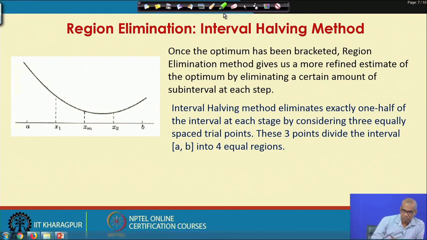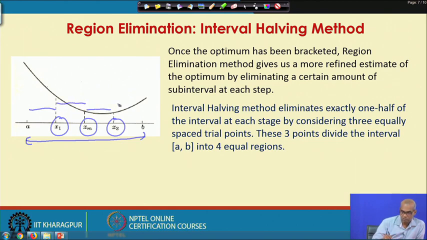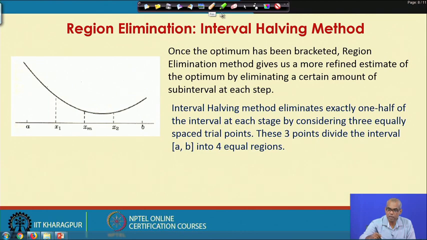Look at the figure. The initial interval is AB. I have taken three equally spaced trial points. So, these trial points divide the interval AB into four equal regions: A to X1, X1 to XM, XM to X2, X2 to B. So, now we need to evaluate the functions at X1, XM and X2, and then using the fundamental rule for region elimination, I will be able to eliminate exactly one half of the interval at each stage.